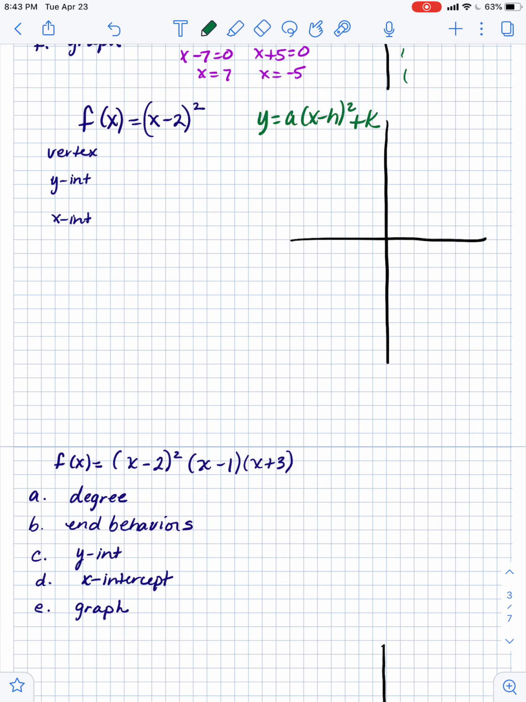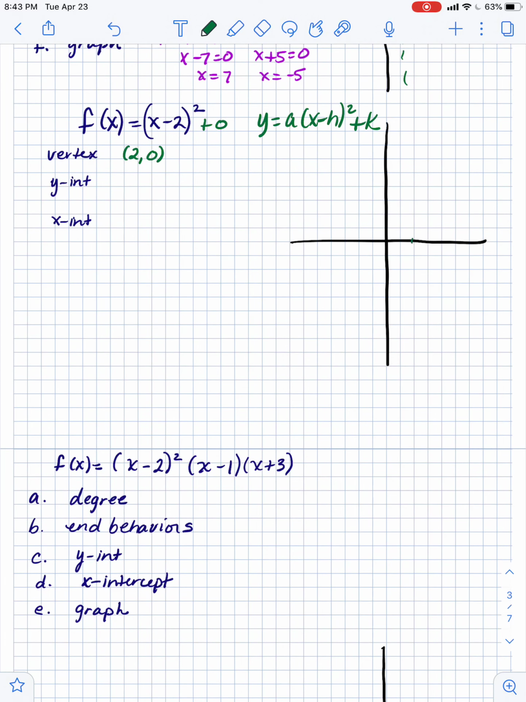Okay, and hopefully you said 2, 0. 2, because again, there is a minus in this problem, so my 2, and then there's no number here added, so that's a plus 0. So my vertex is 2, 0. I can go ahead and come over here to my graph and put that on there.